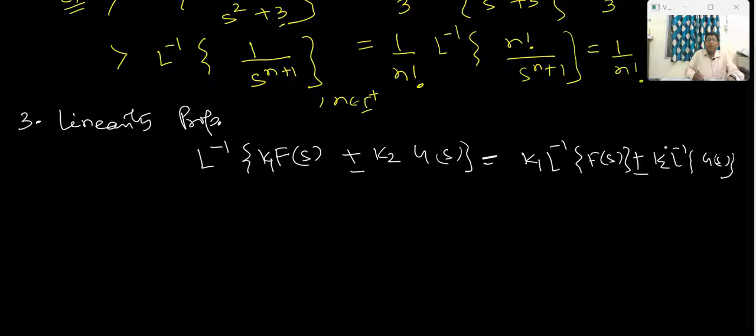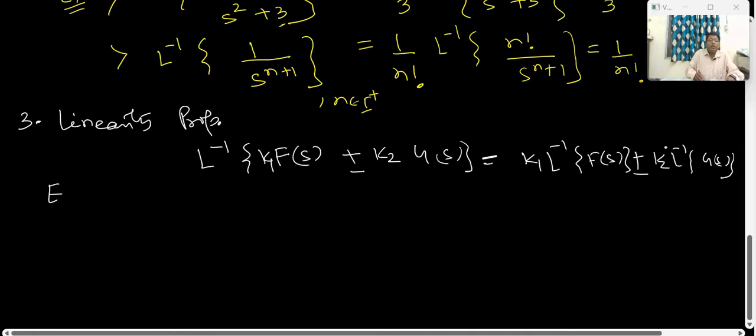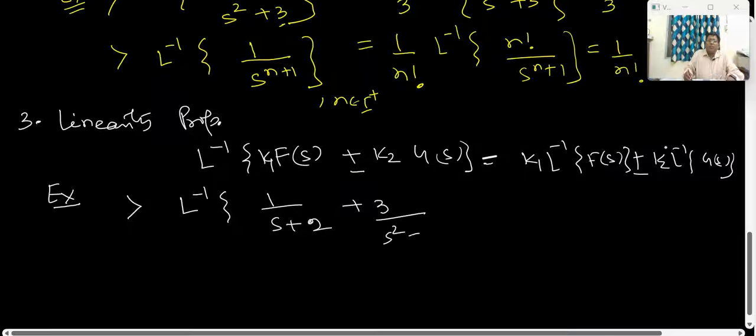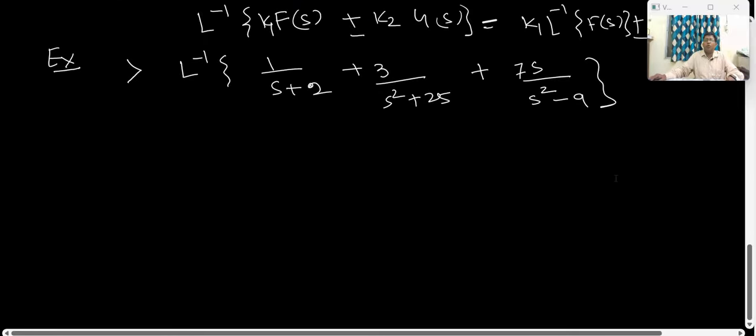I am solving so many solved examples so that it will be easy to work out the problems. Suppose I ask you to find the L inverse of 1 by s plus 2, plus 3 by s square plus 25, plus 7s by s square minus 9. In this way you are given a function and asked to find its inverse Laplace transformation. So we will split them.